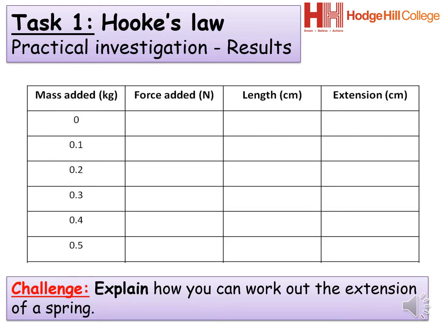In terms of collecting results for this practical investigation, you will need a results table with 4 columns. The first column is the mass that you will add to the spring. The second column is the force added. Now to calculate the force, you simply multiply the mass by the gravitational field strength, which is around 9.8 newtons per kilogram. The third column is the length of the spring, so that's the length every time you add the mass to the spring. And the extension, as we said earlier, is the new length minus the original length.